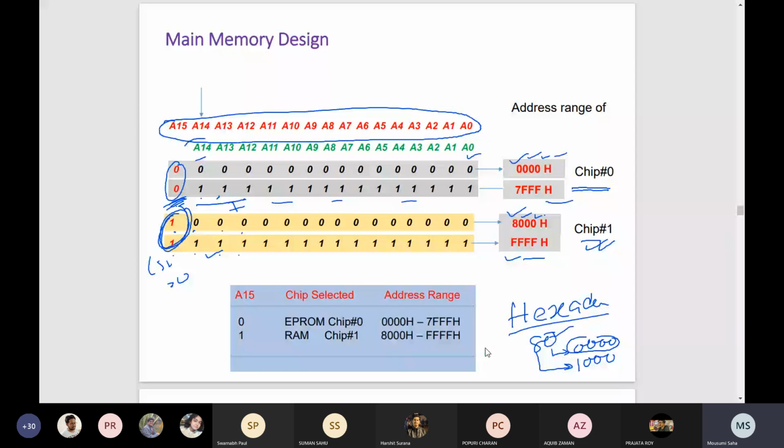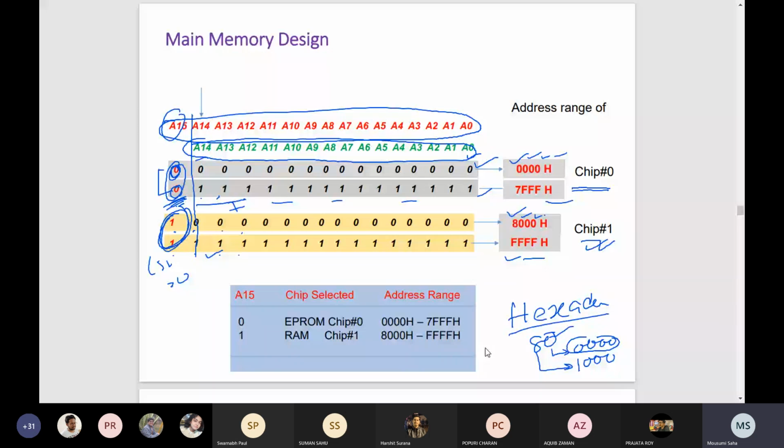But you have the IC which has the address lines from A0 to A14. So after A14 it can change from 0 to 1. Clear? And here for chip 0, A15 is used for selecting that chip. So for a particular chip you cannot change the value of A15. A15 will remain the same for chip 0, that is 0. But A0 to A14, that you can change.